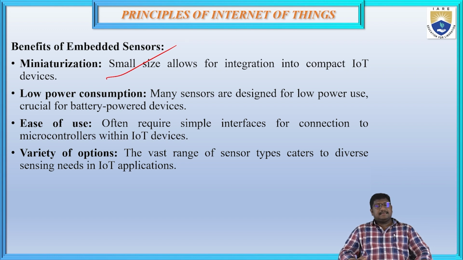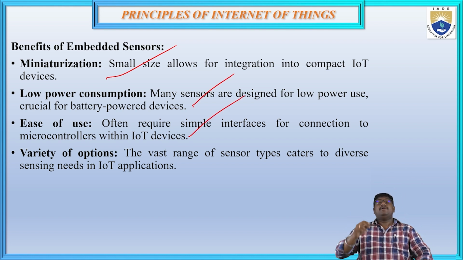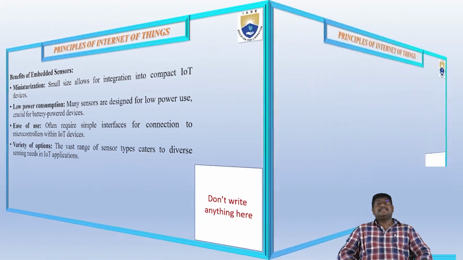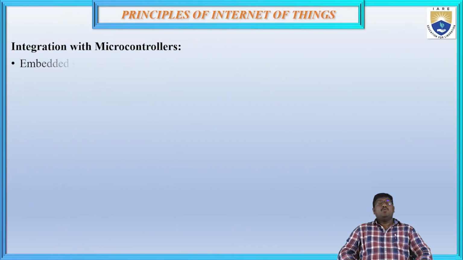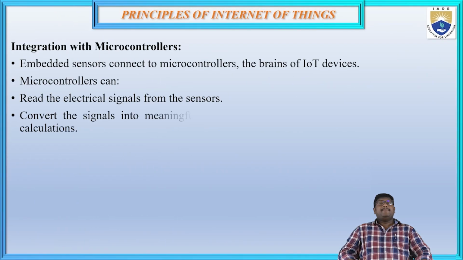Due to their miniature size, the sensors utilize less power compared to other devices, and they are very easy to use, providing an interface for the connection between the microcontroller and IoT devices. And there is a variety of options in embedded sensors for diverse sensing needs in our IoT applications. How are we going to integrate these with microcontrollers? Embedded sensors are going to connect with these microcontrollers.